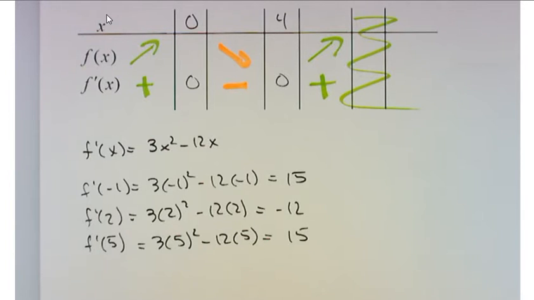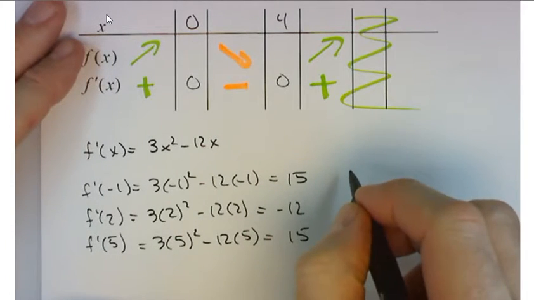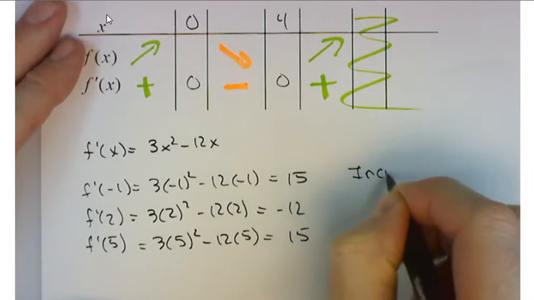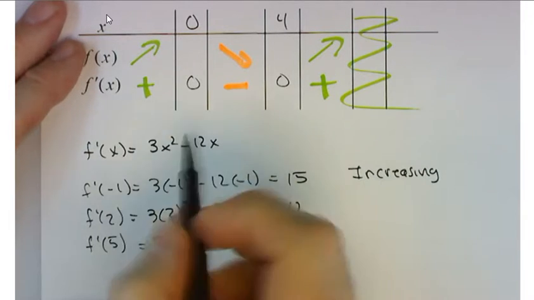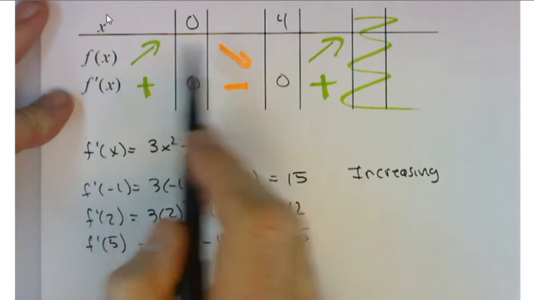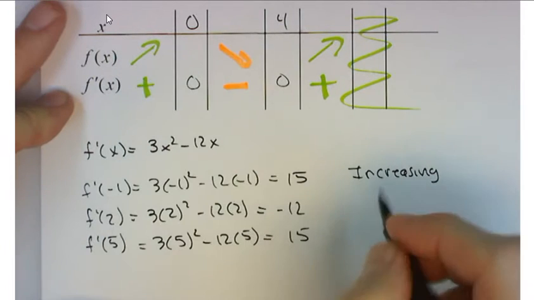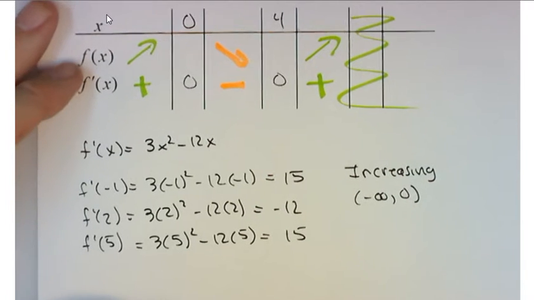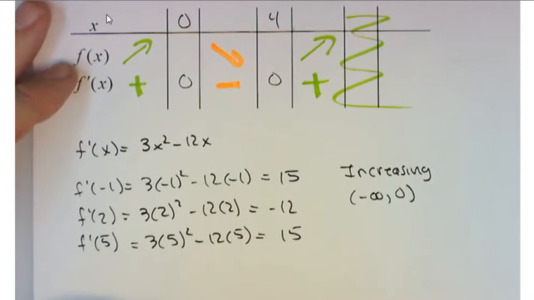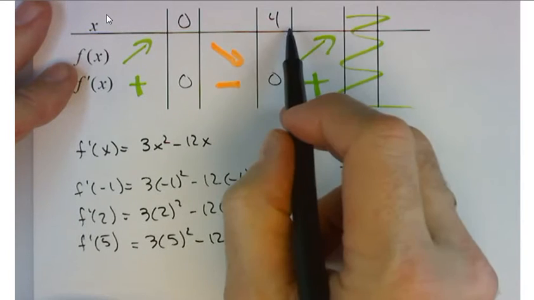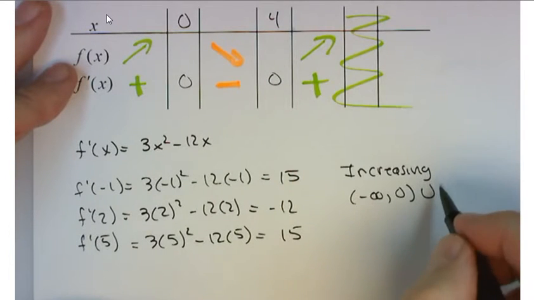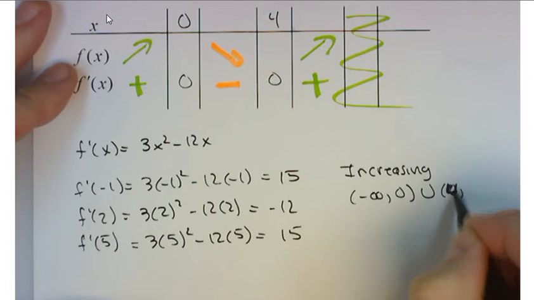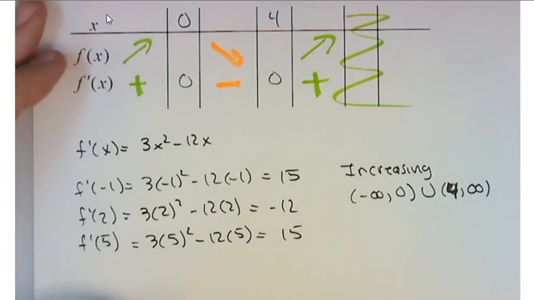So what have we learned? Well, we've got a function that's increasing on this interval. Everything up to 0. So from negative infinity to 0, parenthesis. Where else is it increasing? Well, to the right of 4, the function's increasing. So 4 to infinity. It's increasing there.